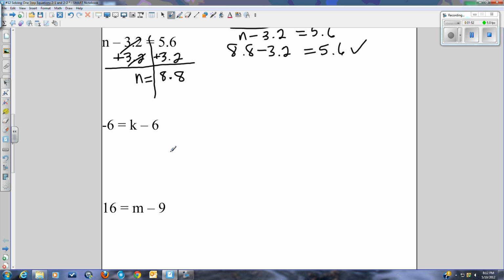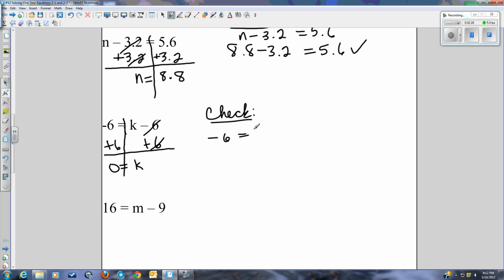All right, so let's take a look at this one. Negative 6 is equal to k minus 6. We want to get k alone. So we're going to do the opposite of subtracting 6, which is adding 6 to each side. The 6's on the right side cancel. Again, if it helps you to draw a line down through your equal sign so you know which side to do your operations on, that's fine. The 6's cancel, and you have k is equal to negative 6 plus 6, which is 0.